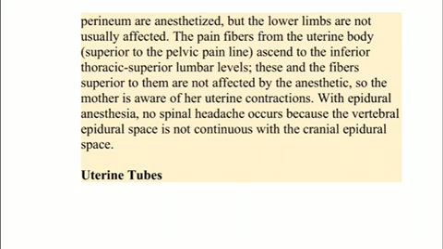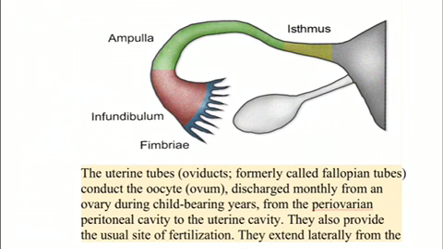I need to talk about the uterine tubes now. You have one of the uterine tubes illustrated here. You can see the fimbriae, infundibulum, ampulla, and the isthmus, all illustrated there.